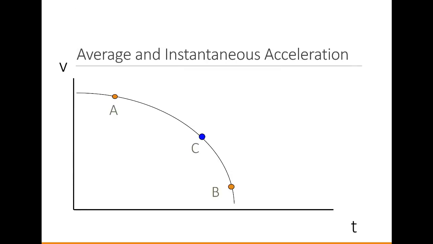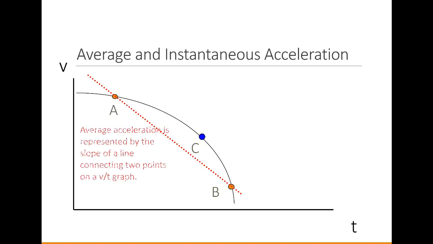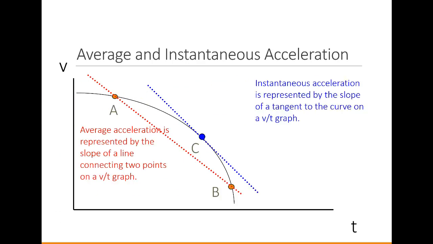So what about average versus instantaneous acceleration? It's kind of the same idea. Before, what we did was we looked at the slope of a line connecting these 2 points on the velocity versus time graph. And again, as these points get closer together, we can talk about instantaneous acceleration. So if C is actually equal to A and B put together, then it's the slope of a tangent to the curve on a velocity versus time graph. And we'll get a little bit more into the math in just a second, but we're just doing this qualitatively for the moment.